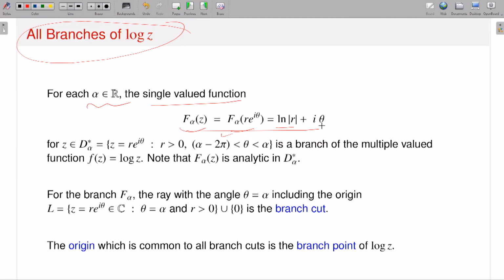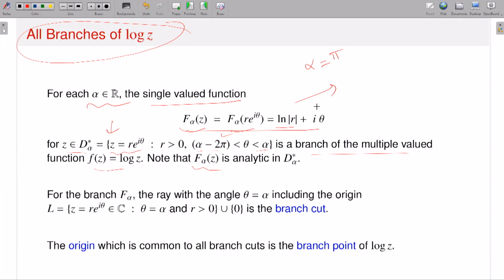Now look, what I am saying is that this time z belongs to this set D alpha star. What is D alpha star? It is all complex numbers z where r is positive, of course, but theta runs from alpha minus 2 pi to alpha. If theta runs over this set, then this capital F alpha is a branch of my multivalued function, and this function is also analytic here. Now you can say that these are all the branches. Why? Because alpha is a real number. So if I take alpha equal to pi, then what will it give?